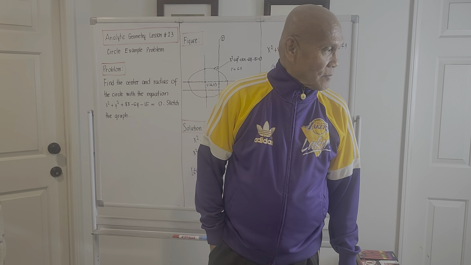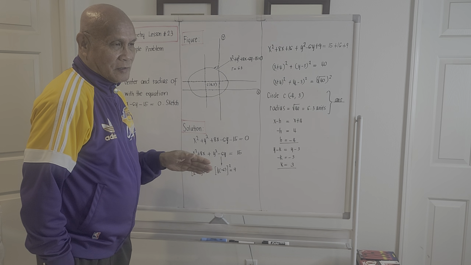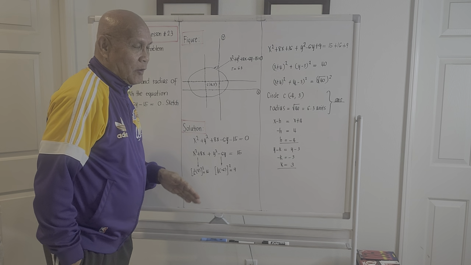The last time around, I discussed the concepts of a circle. There are two variations of a circle. The first variation is a circle with center at 0, 0. The other variation is a circle with center at h, k, meaning it is not at 0, 0, and the radius is r. Okay, let's proceed. This is the problem.